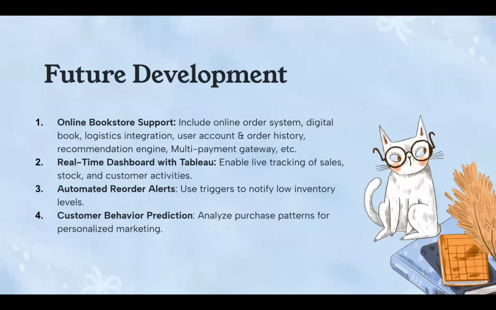So we also consider the future development. We are planning to support an online bookstore, including features like online orders, digital books, logistics, user accounts, and personalized recommendations. We also want to implement a real-time dashboard for quick decision-making, automate low stock alert, and analyze customer behavior to power smarter marketing and better management.